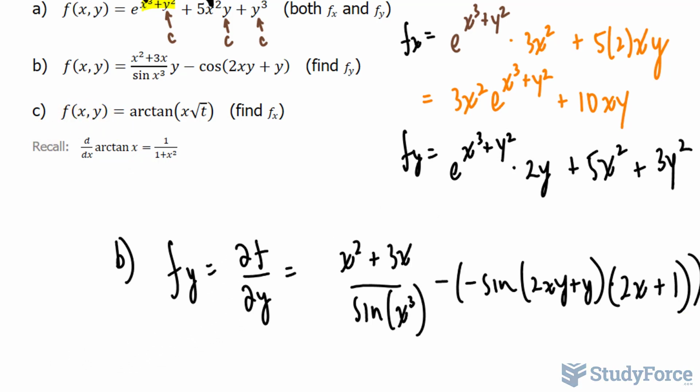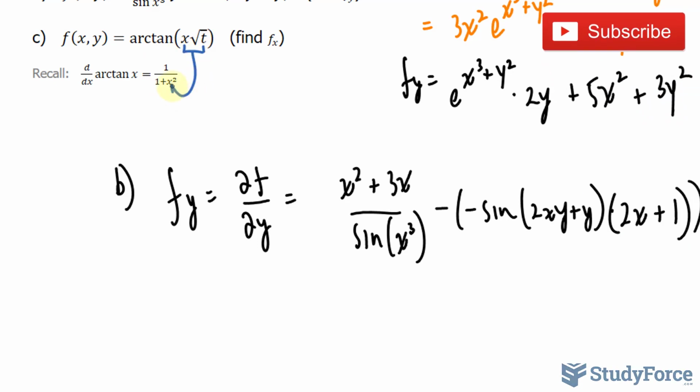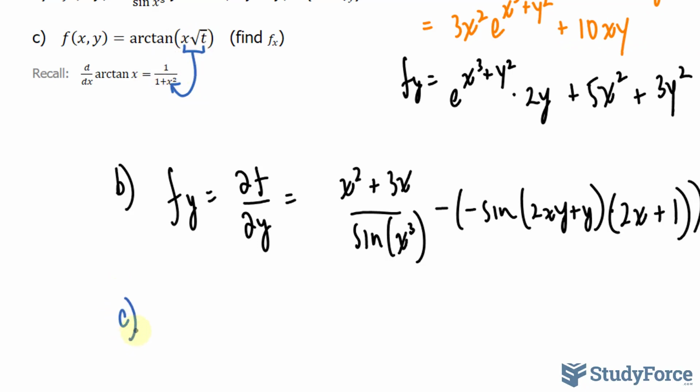Lastly, for question C, they want us to find the partial derivative of this function with respect to x. We have arctan, that's another way of saying tangent inverse. And the derivative of tangent inverse is found right here. Technically what you do is you take the content and place it right into where you see the x, and then find the derivative of this part, multiply it to this. So with that being said, we'll write down the partial derivative of our function with respect to x is equal to 1 over 1 plus, and I'll replace this expression into there, x squared t.